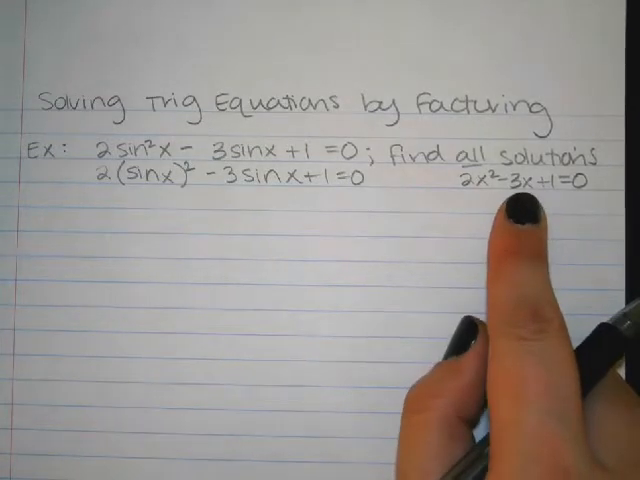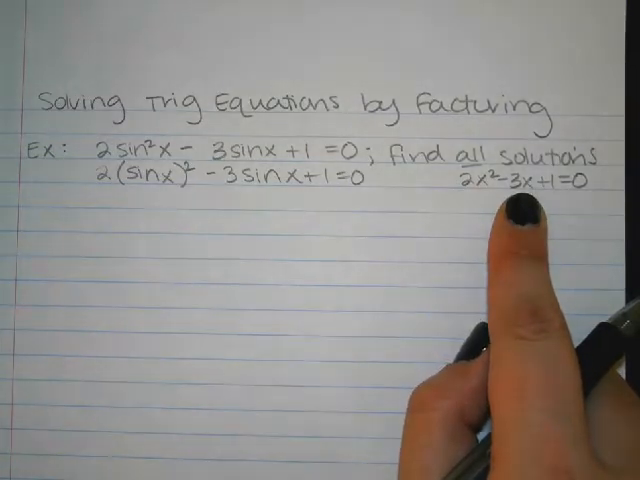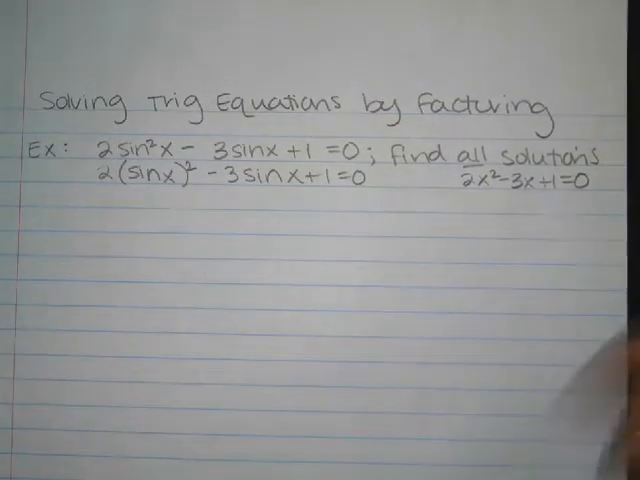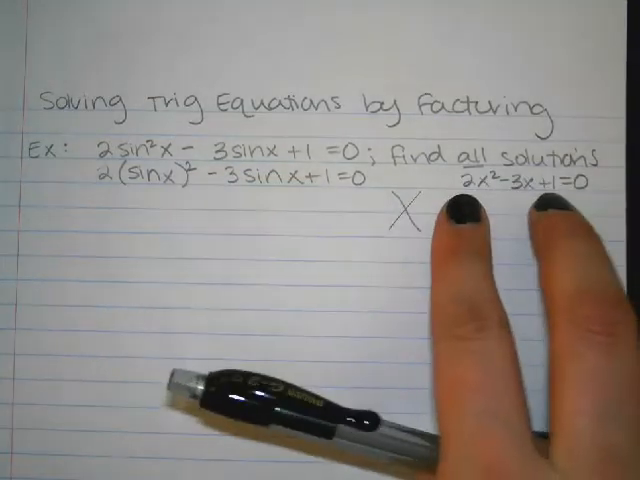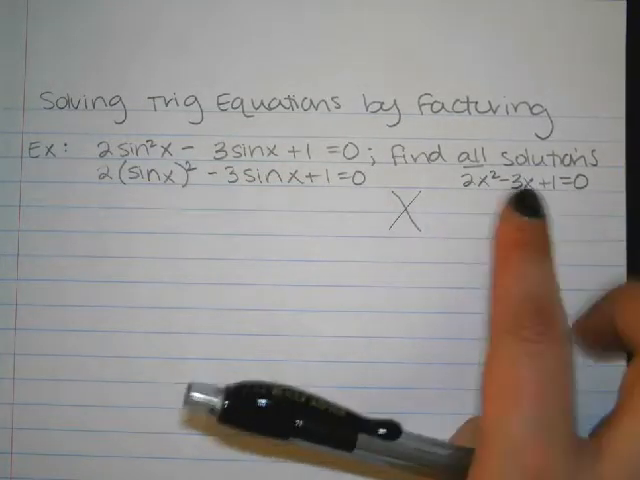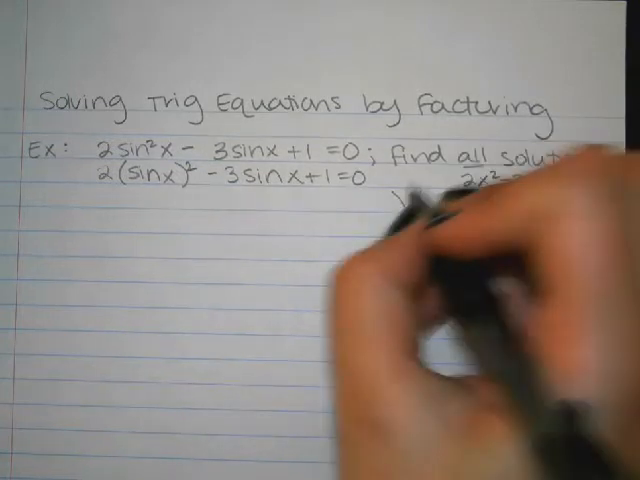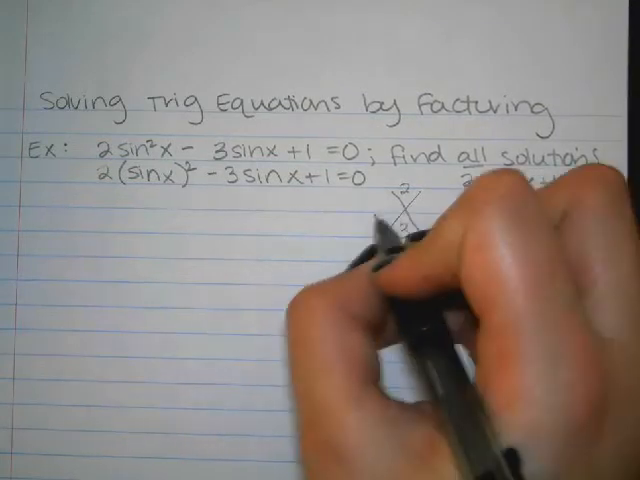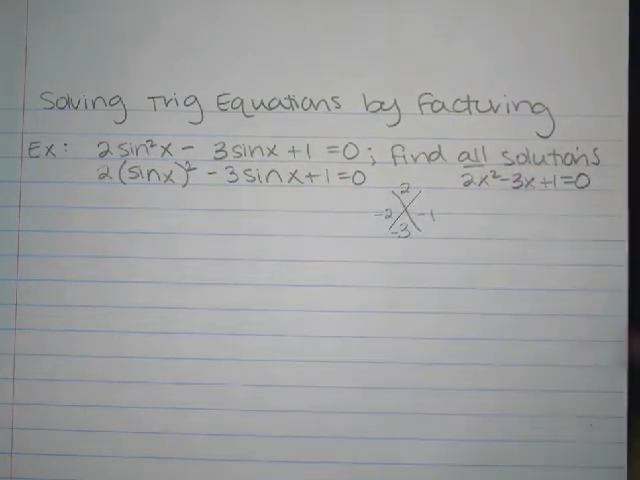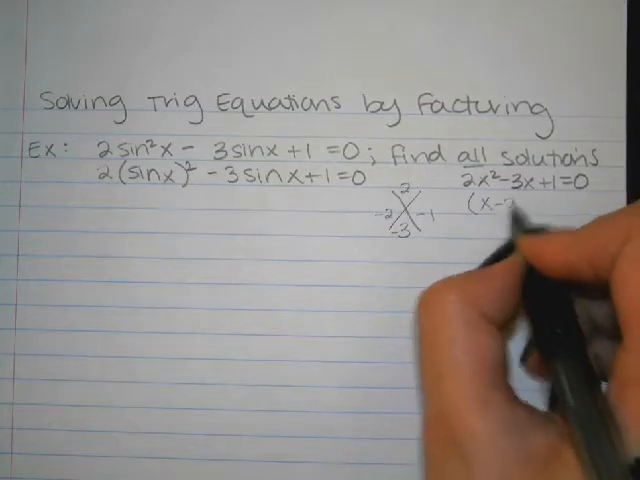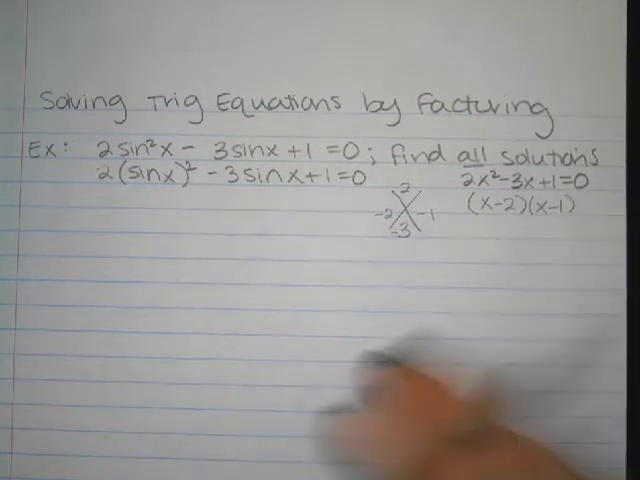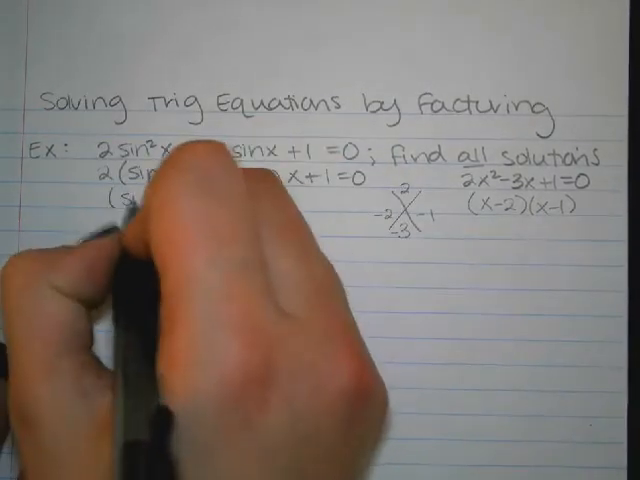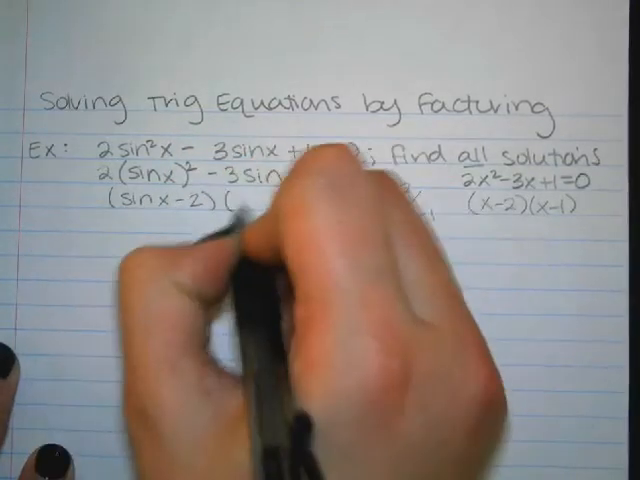So what type of factoring problem is that? It's almost a diamond. It's a slide divide because it has a 2 in the front. So I'm going to look for two numbers that multiply to 2 but add to negative 3. So what are the numbers? Negative 2, negative 1. So that means that in my parentheses I have x minus 2 and x minus 1. But we're doing a trig problem. So what that actually means is that in my parentheses I have sine x minus 2 and sine x minus 1.